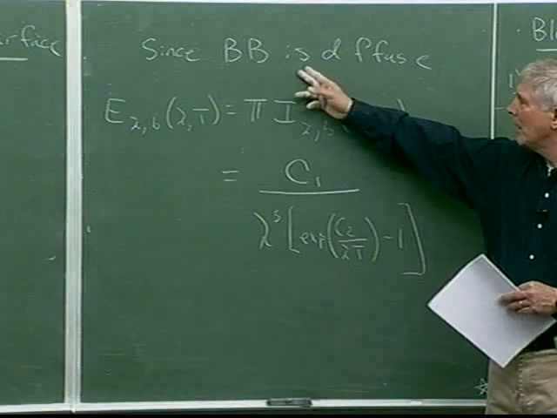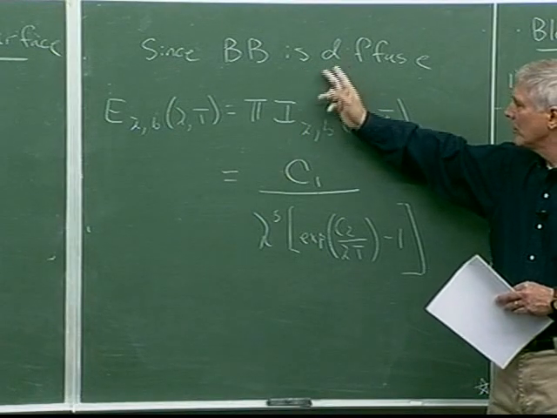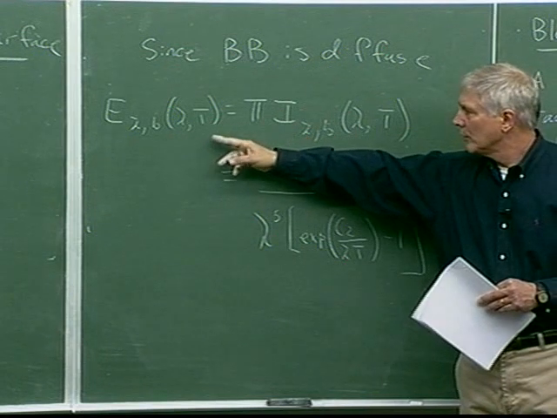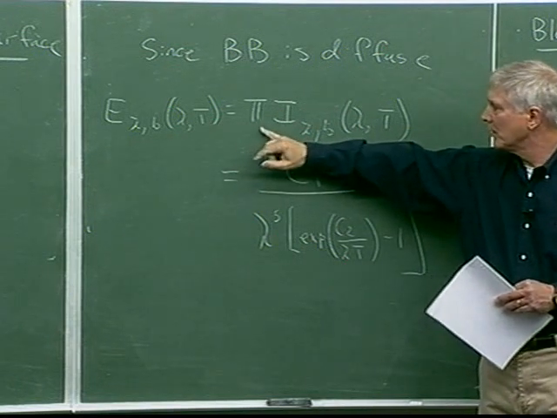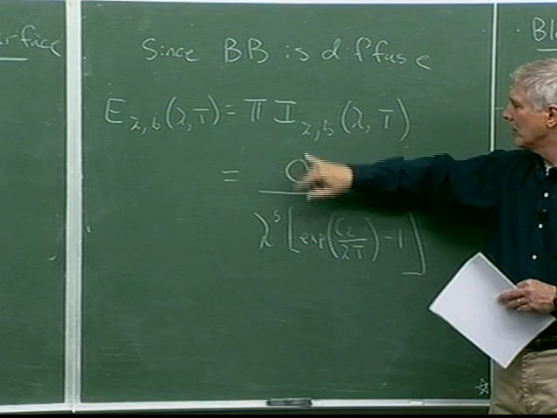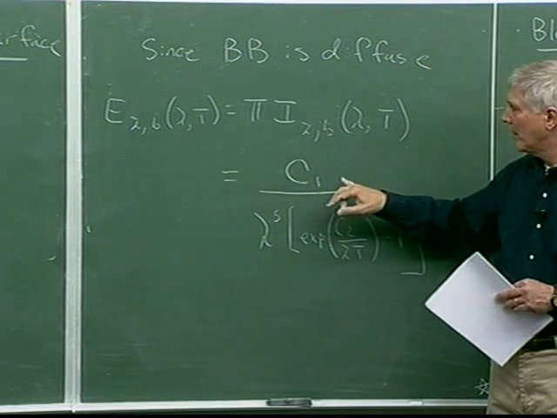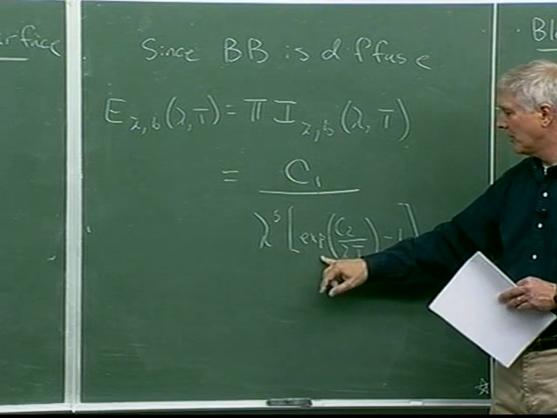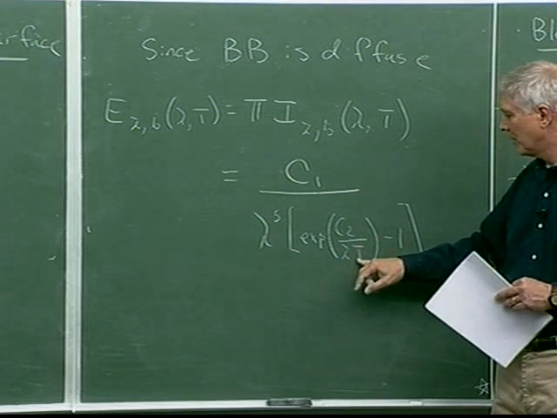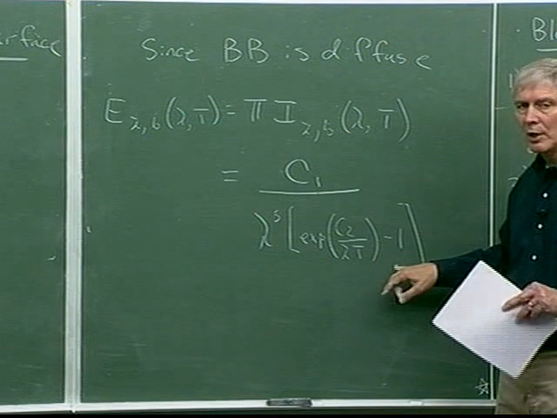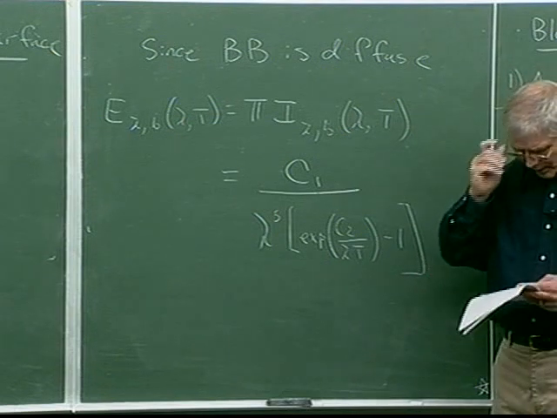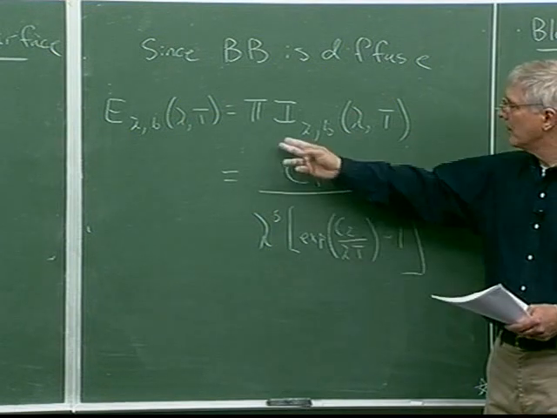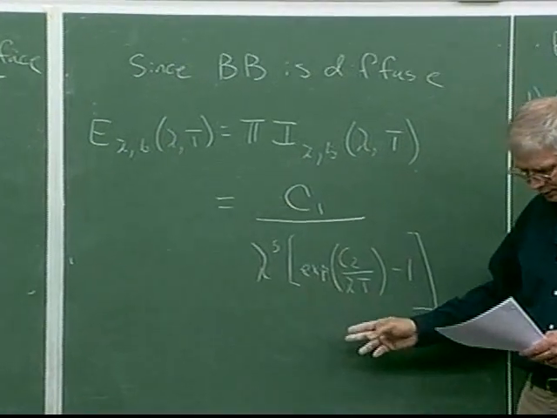Okay, since the black body emitter is diffuse, we can say that the spectral emission is equal to pi times the spectral intensity, and that's equal to a constant over lambda to the fifth, times e to the C2 over lambda T, minus 1. Now we want to look at this emission as a function of temperature.